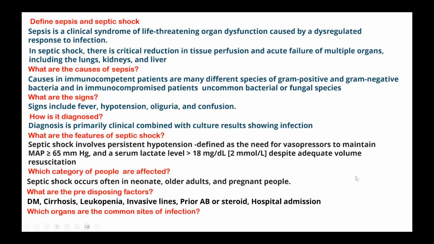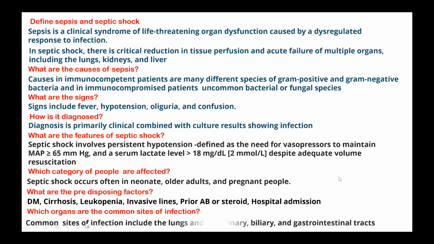And which organs are the common sites of infection? Which organs are affected most commonly to produce sepsis? Lungs are the most easily affected because aerogenous spread is very common. Then urinary tract infection, especially in the elderly who have some retention with overflow problem. Then biliary infection, and the GI tract. So in the order of common affection, lung stands first, then UTI, then biliary, then gastrointestinal tract.